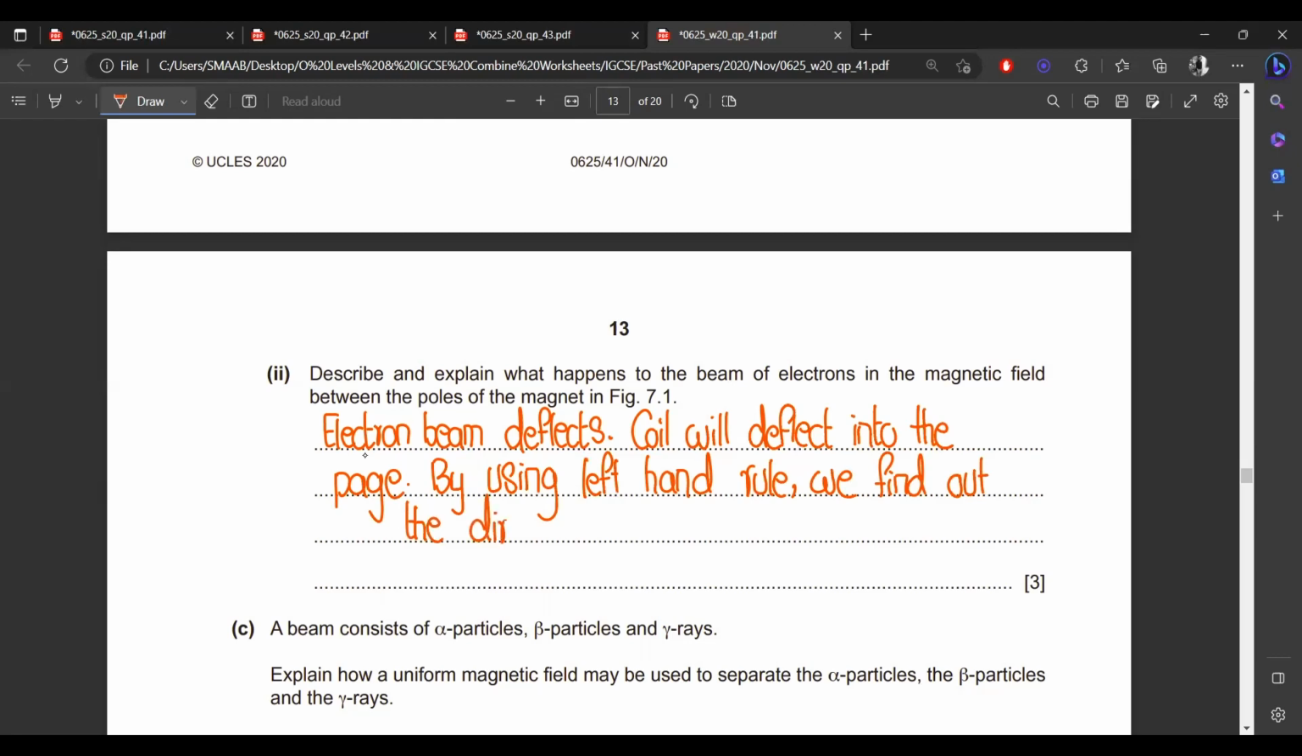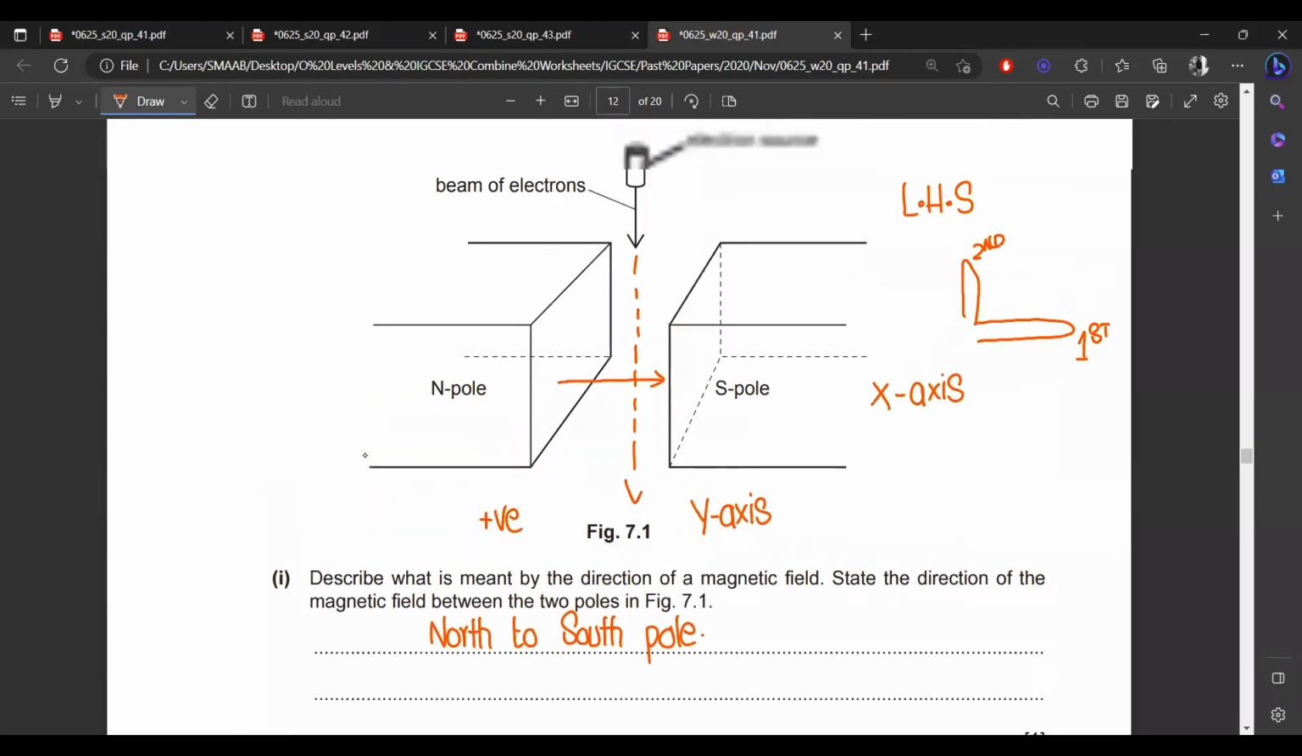Sir, how do we know if it's into the page? Because the finger is just upwards or downwards. Okay, actually thumb gives you the direction of force. You place your first finger from left to right, second finger upward. So thumb is facing towards the screen in this direction. This is the direction of thumb. Are you getting the same direction?